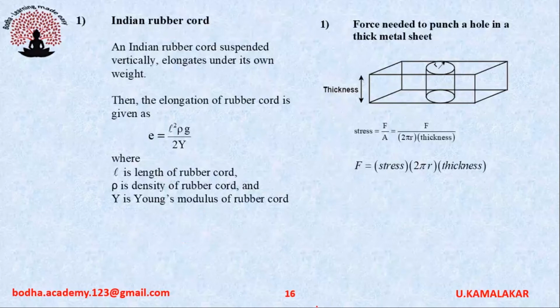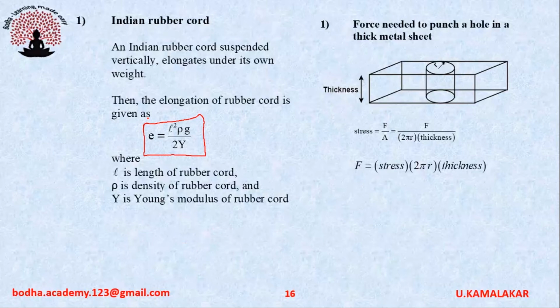Next topic. An Indian rubber cord is suspended vertically, elongates under its own weight. The elongation of rubber cord is given as E is equal to L²ρg by 2Y, where L is length of rubber cord, ρ is density of rubber cord, and Y is Young's modulus of rubber cord.